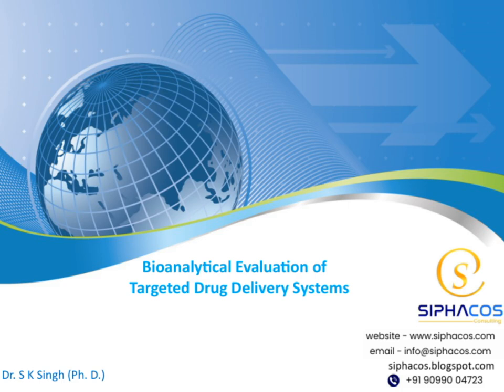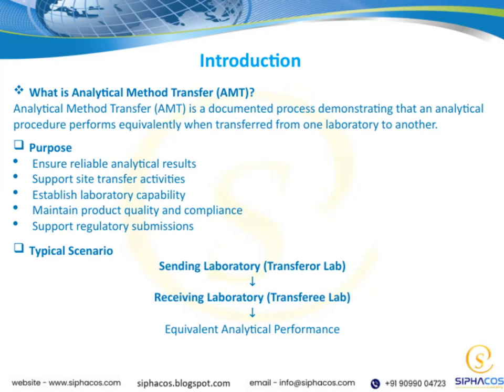Let's get started. Let's start by looking at what analytical method transfer, or AMT, really means. It's a formal process that shows an analytical procedure works just as well when moved from one lab to another. The goal is clear: to make sure results stay reliable, no matter where the testing happens. This supports everything from site transfers and proving lab capability to keeping product quality high and meeting regulatory demands. Typically, the method moves from a sending lab to a receiving lab, and the key is achieving equivalent performance between them.